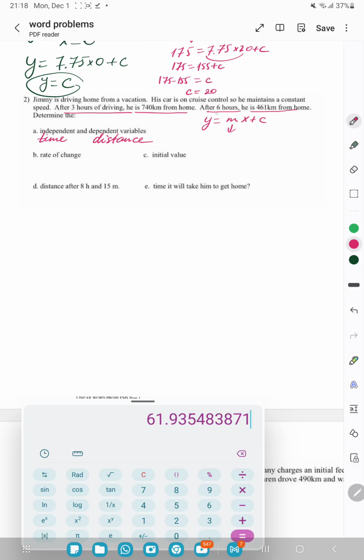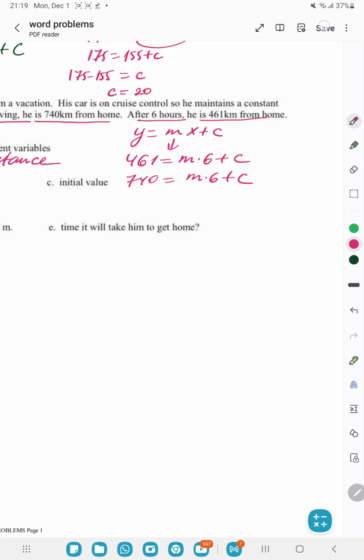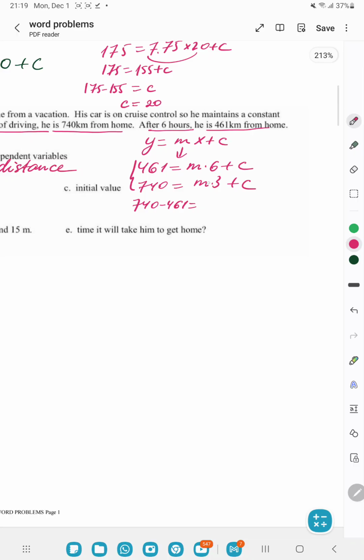Or we can say, if it's 461 kilometers for 6 hours, it will be m times 6 plus c. If it's 740 kilometers for 3 hours, it's m times 3 plus c. So you can just subtract 740 minus 461. This wasn't 6, this was 3. 3 minus 6 will be negative 3m, and c minus c is 0.